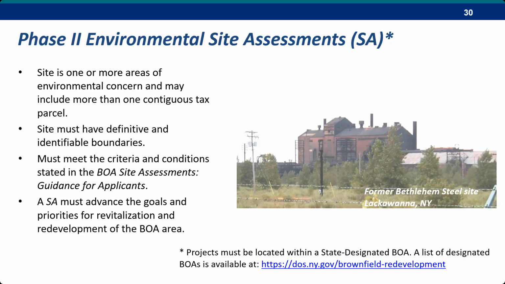Applicants with a pending application for designation submitted to DOS prior to June 1st are also eligible to apply. However, funding may only be awarded if the designation is made by the Secretary of State by October 1st, 2024. All Phase 2 environmental site assessments must include a Phase 2 environmental site assessment supplement. A supplement must be provided for each Phase 2 site.